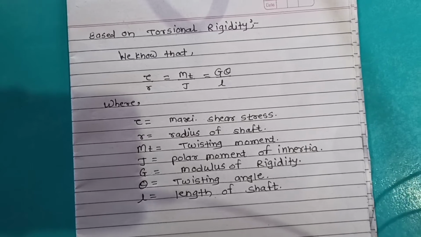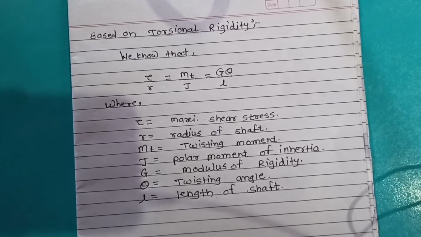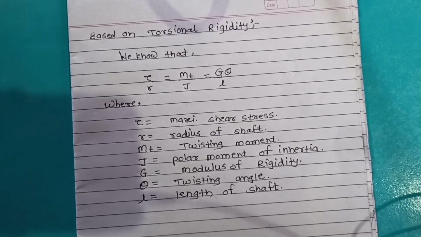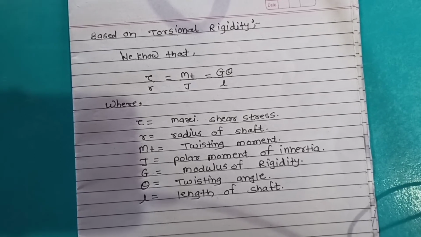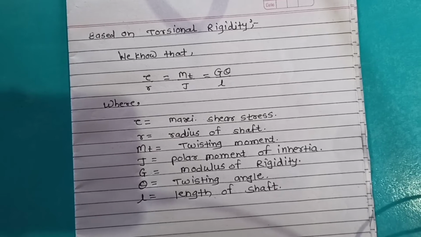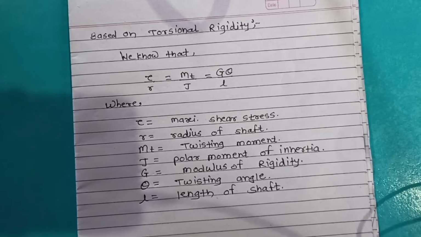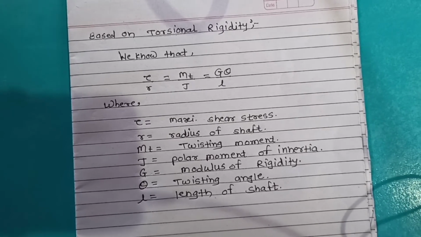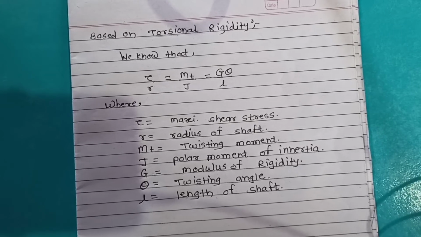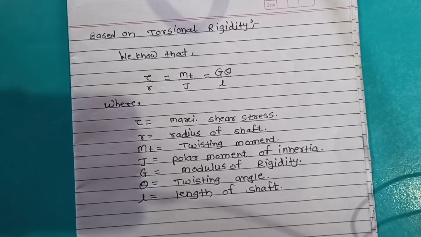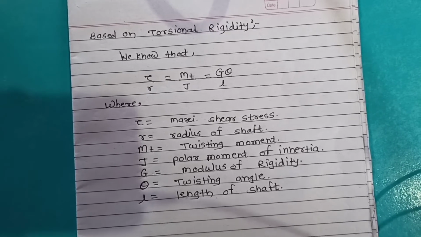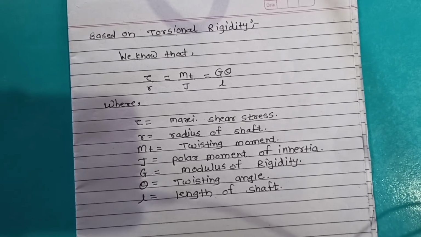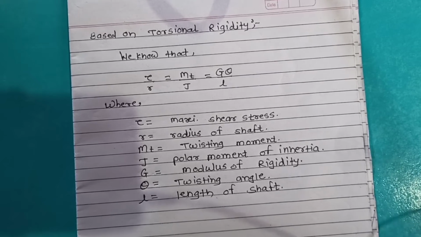The subject is Machine Design and the chapter is Design of Shafts, Keys and Couplings, and this is the third part of this chapter. In the previous part we saw the design of shaft based on strength. Based on strength there are three points: first is the tensile stress, second is the bending stress, and third is the torsional stress.